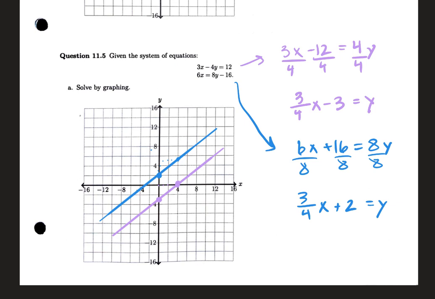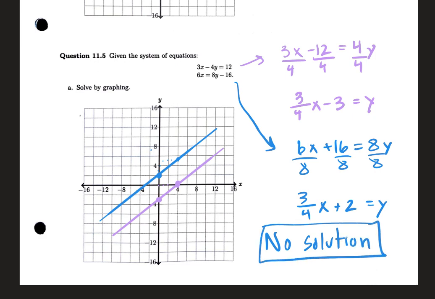There we go. Okay, those lines are special. They are parallel. And because they are parallel, we can visually see that there is no solution. There's no way that those two lines are ever going to cross, so there's no point where that happens, so there's no solution.